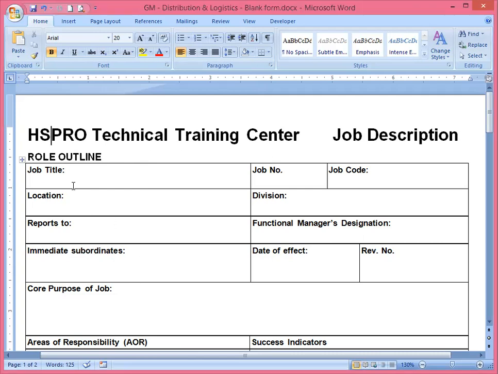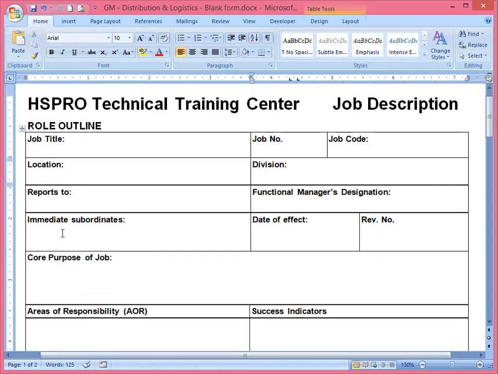The role outline of the job includes the job title. You can also put a job number as a control number, and also the job code, maybe a grade of the job. Then also location, and division, if your company has divisions. Then reports to, this is the line manager the job title is reporting to. Some positions have functional managers, so you can also put the functional manager here, but the line reporting goes to this reports to.